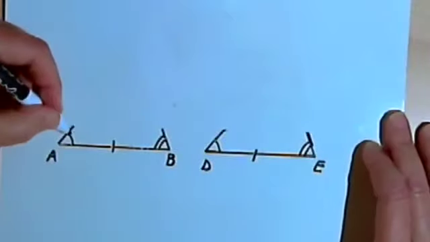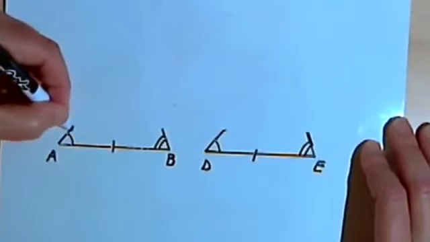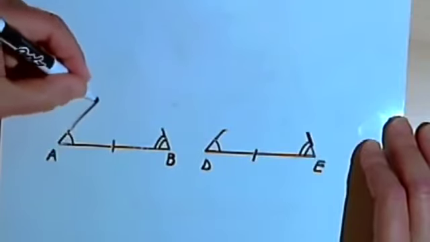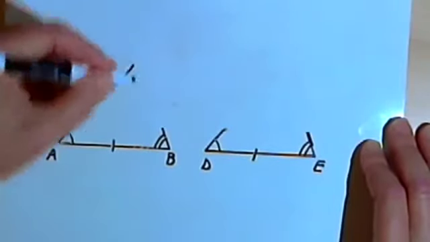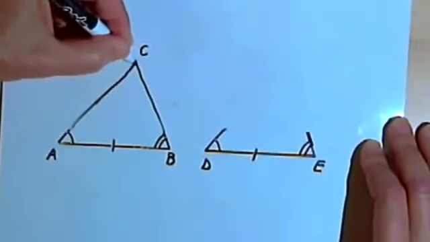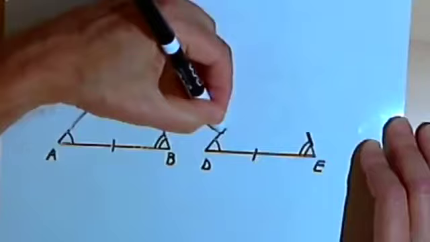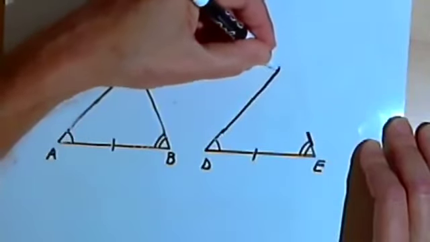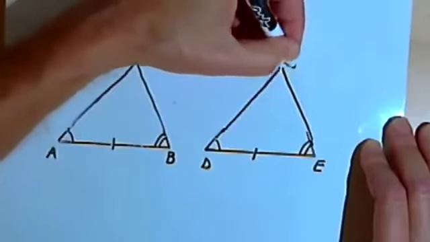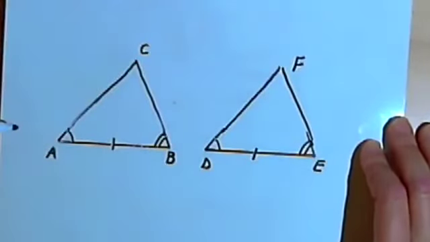Now, if I take these angles, if I take the rays going off of angle A and angle B and extend them, they're going to meet somewhere. I'll call the place where they meet point C. And I'll do the same thing for the ray at angle D and the ray at angle E. And I'll say that they meet somewhere, and that's F.